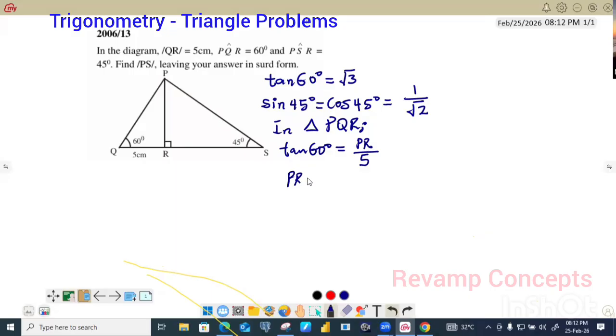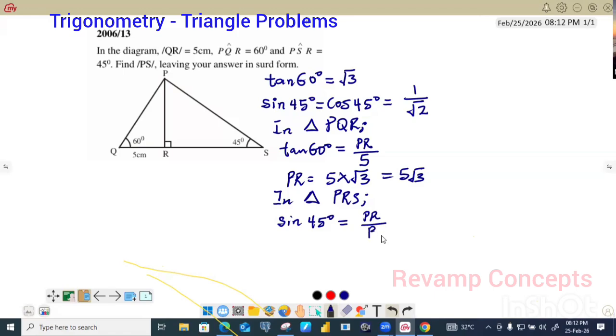So PR will be equal to 5 multiplied by root 3, and that is 5 root 3, and that is PR. So in the triangle PRS, we have PR to be opposite to angle 45, and PS is hypotenuse. So we can use sine 45 degrees equal to opposite, which is PR, over hypotenuse, which is PS.